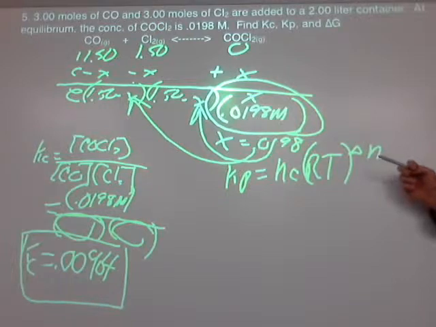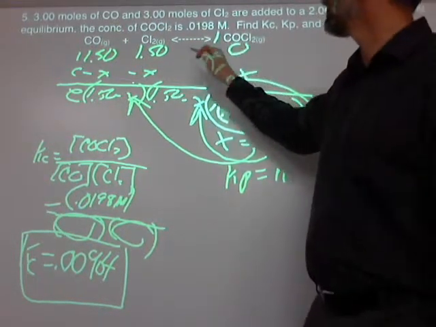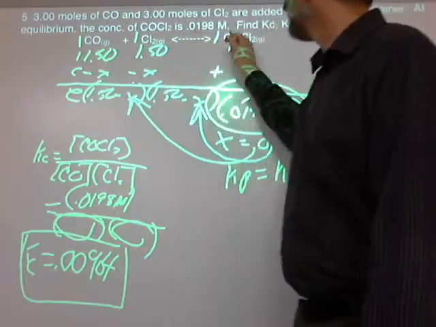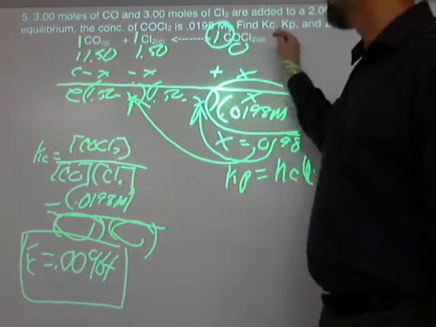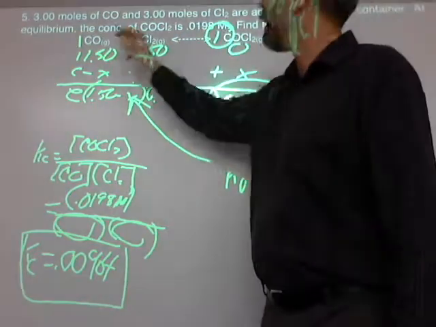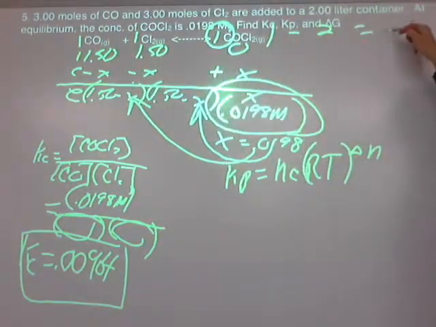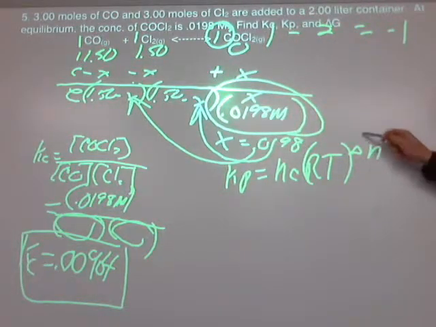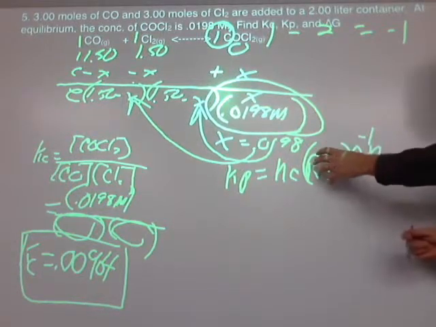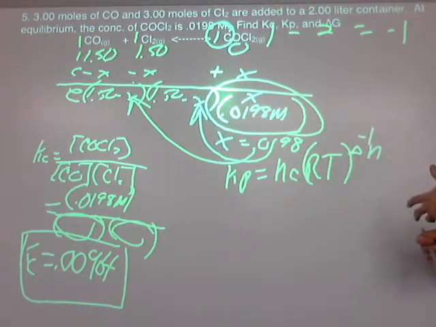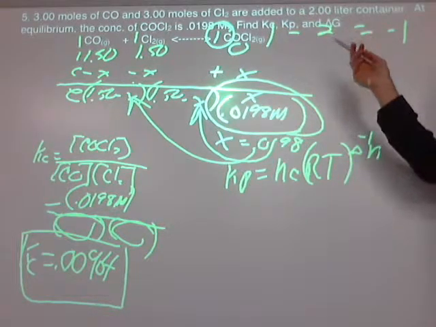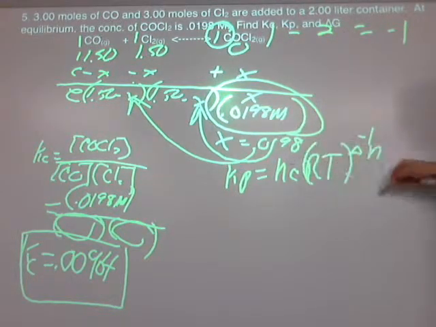What does delta n mean? The change in the number of moles. You're looking at the coefficients up here. So I'm going to take 1, products minus reactants, minus 2. 1 minus 2, there's 2 on that side. So that means it's a negative 1, which means you're going to take your RT to the negative first power. What would happen if they had the same number on both sides? It'd be 0, you just drop it right out of the equation. Kc and Kp are the same.